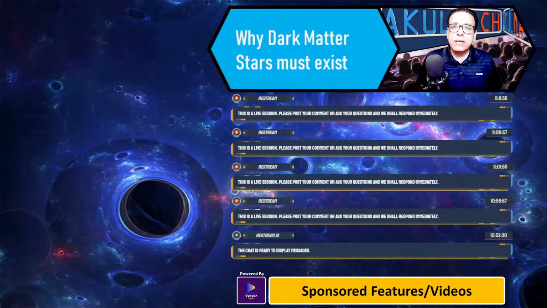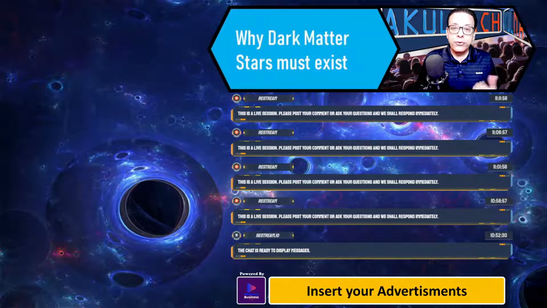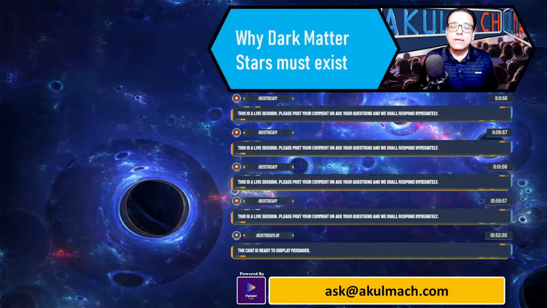Now let's come back to the main topic of the dark matter stars. It has been theorized that, when the universe was very hot in the initial stages after the Big Bang, most of the matter would have been dark matter, because we know that the ordinary matter formed about 300,000 years after the Big Bang.